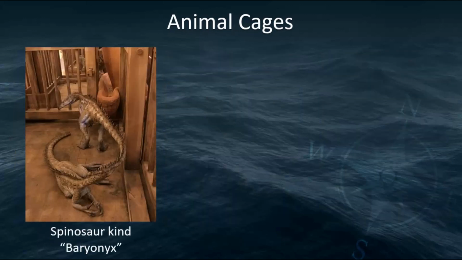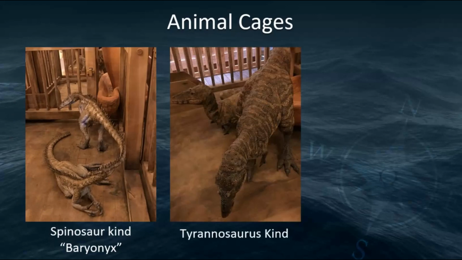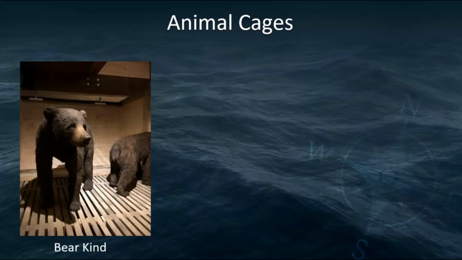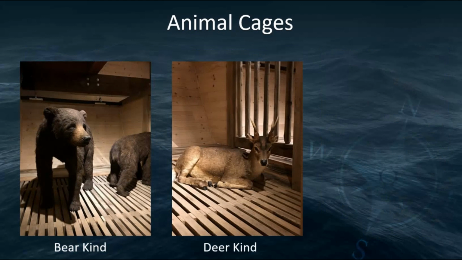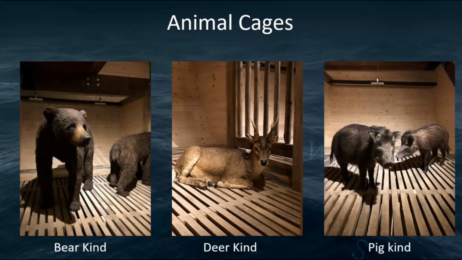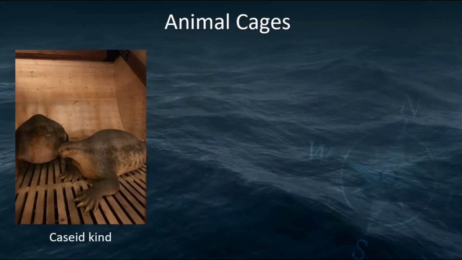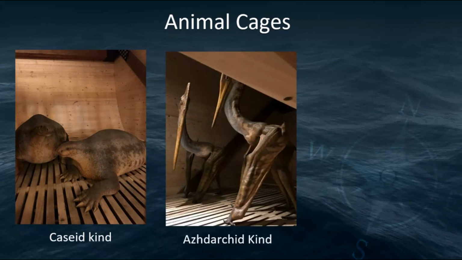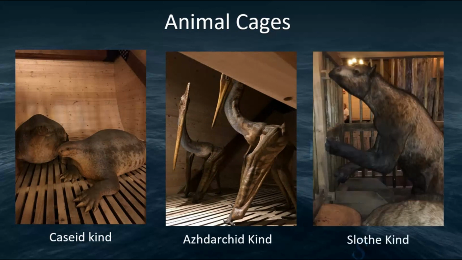hippopotamus kind. They even had the spinosaur kind, or baryonyx, tyrannosaurus kind, bear kind, deer kind, and pig kind, and the casiid kind. This is an extinct animal that we don't see today. As well as the darkid kind, and sloth kind. So you get a sampling of what kind of animals and the size they were on the cages if you go to the Ark Encounter.